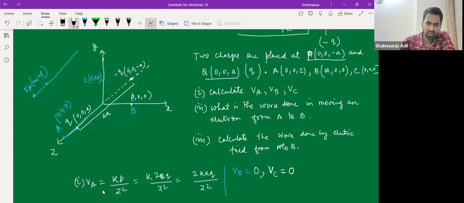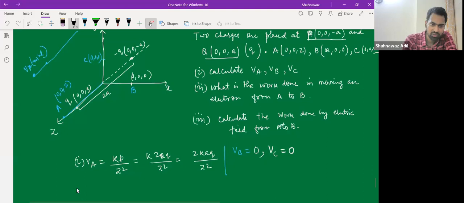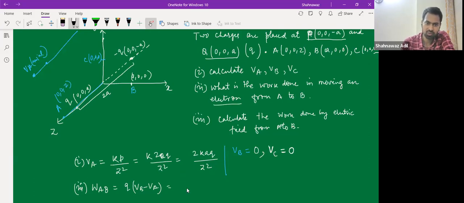Okay, so now we have calculated all the potentials, and in the second part, they want us to calculate the work done in moving a proton from A to B. So not a proton, but an electron. So this would be Q. And Aisha, what would be here? Yes, VB minus VA. So Q is how much? Remember, this is an electron.